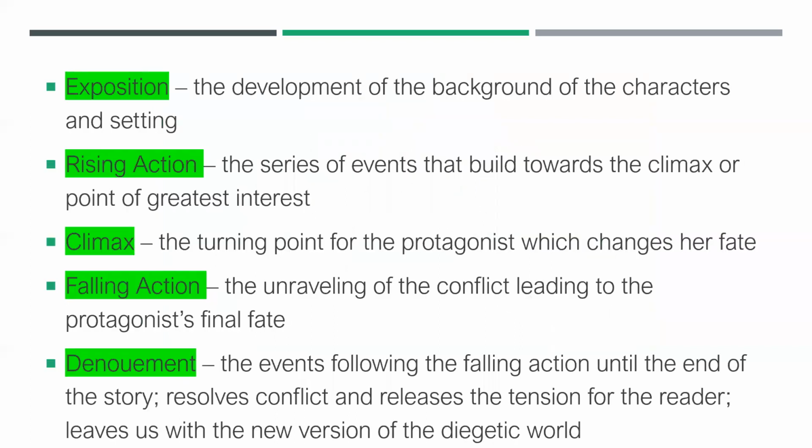So exposition is that first part. You'll notice if you look back at the pyramid that it's flat.